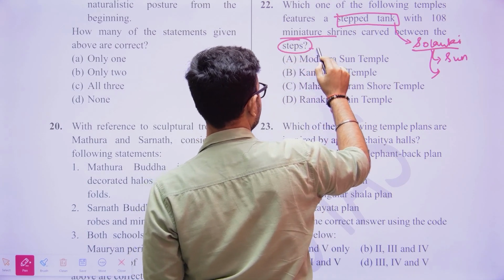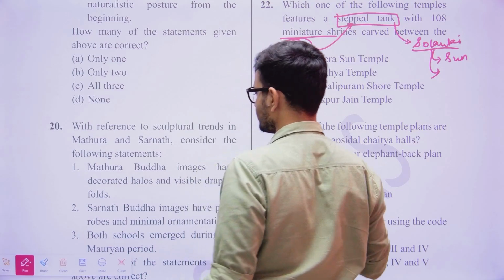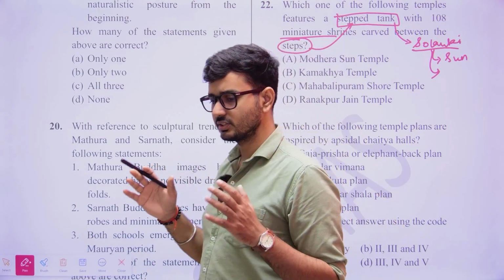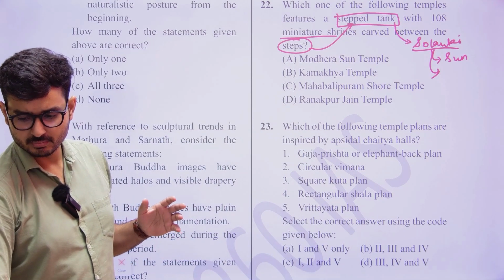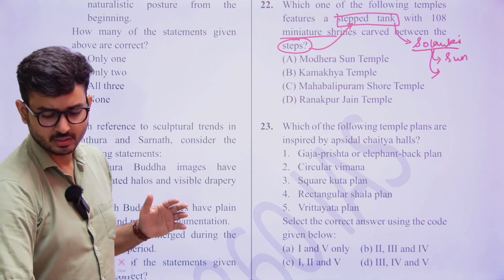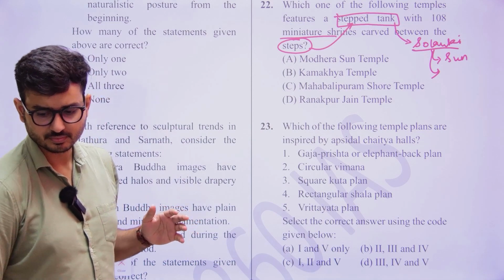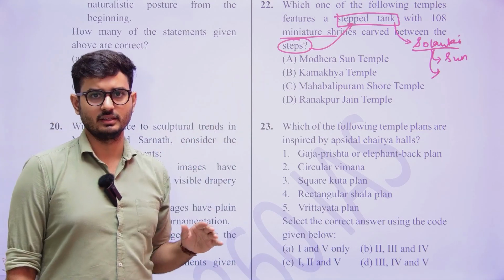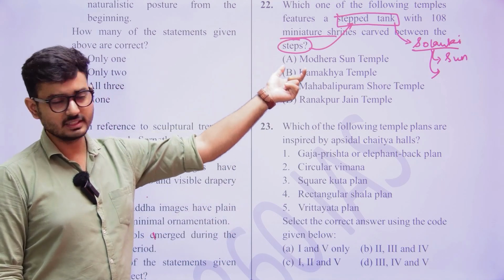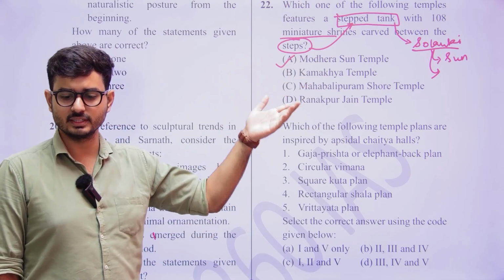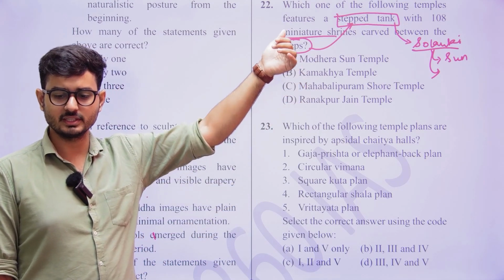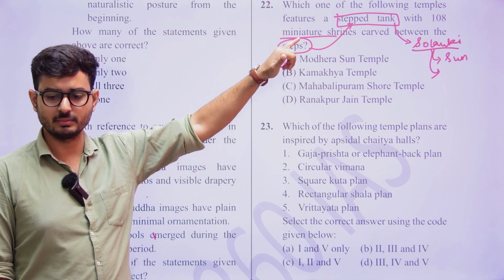Now stepped tank, and between the steps, you know that there were miniatures that were generally carved at that point of time. So what do you understand there? From this it is clearly understandable, the answer is what? The Modhera Sun Temple, because there is the step tank, and on those steps there are going to be the miniature shrines.